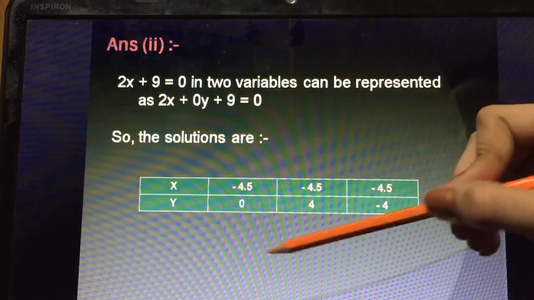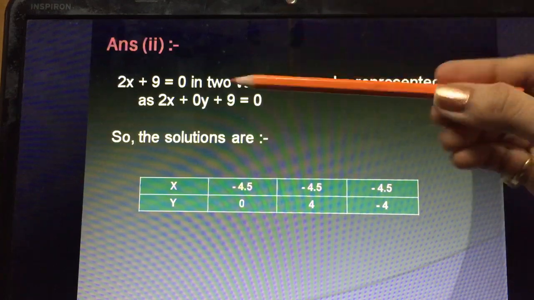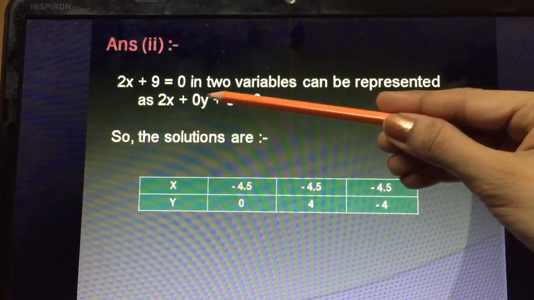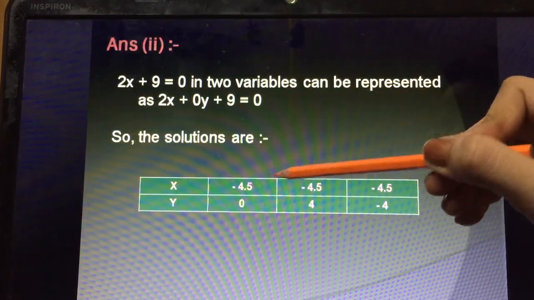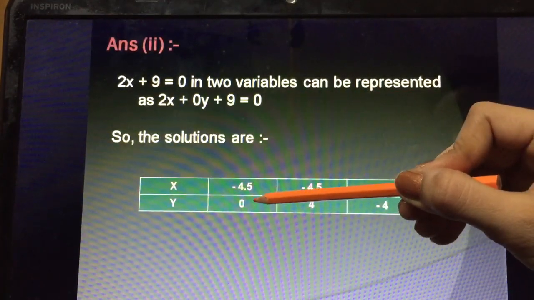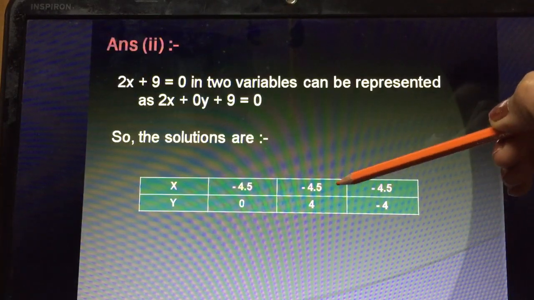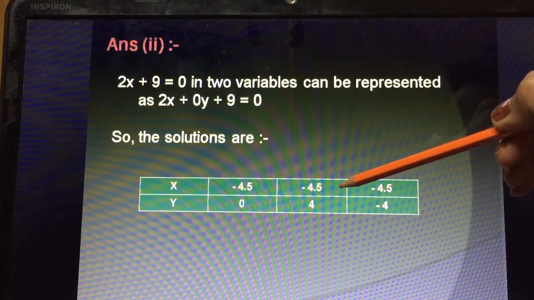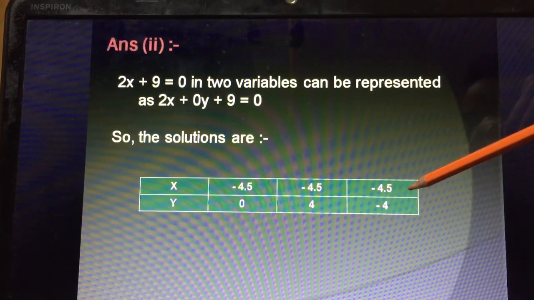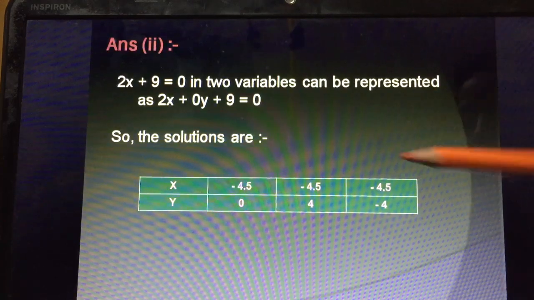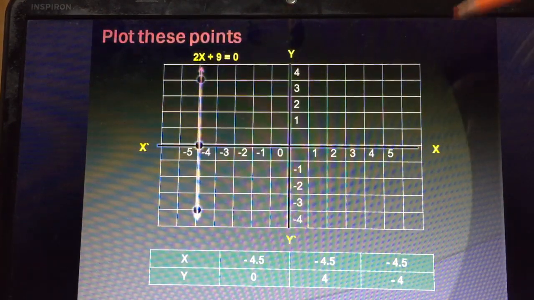Now we'll find out the ordered pairs. How? We'll put different values of y and find the corresponding values of x, and we know that the coefficient of y is 0, so whatever value we put, that doesn't matter, we'll get the answer minus 4.5 only, right? So if we put 0 then also we'll get minus 4.5. If we put y equal to 4 then also we'll get x equal to minus 4.5. If we put y equal to minus 4 then also we'll get x equal to minus 4.5. Now we'll plot these values on the graph paper on the Cartesian plane.